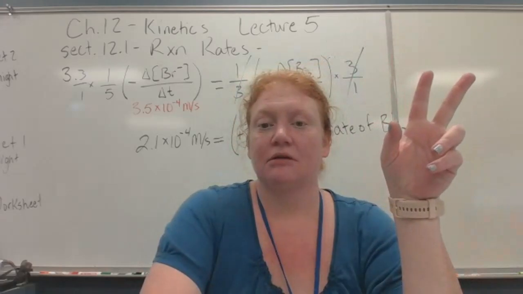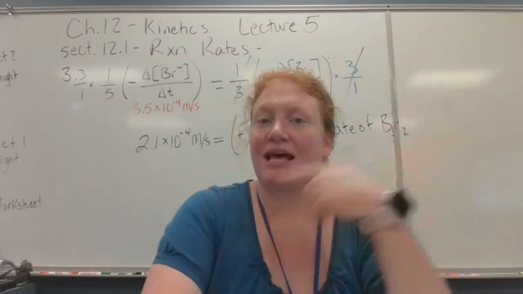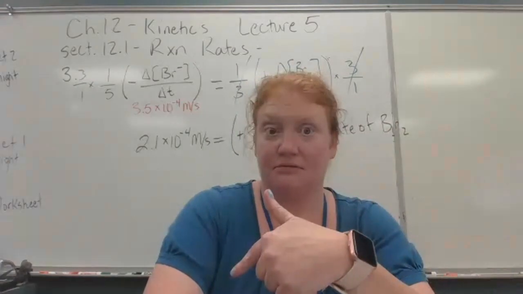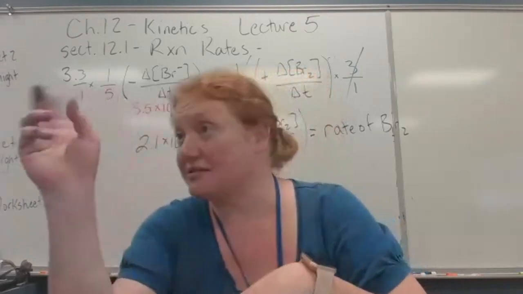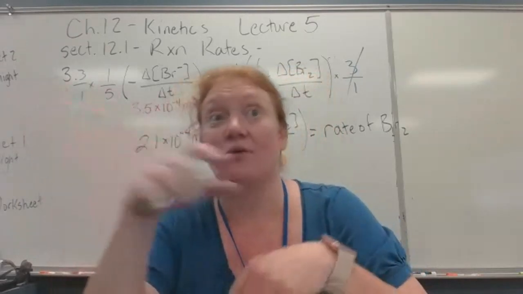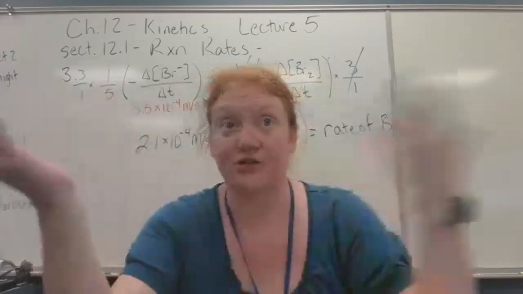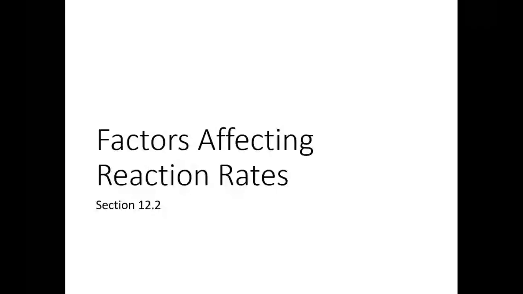Section 2, factors that affect rates. I have 5 different tweaks you could make to make a reaction go faster or slower. Maybe y'all can think of one big thing that you can change that would make a reaction go faster or slower. Temperature, absolutely. Most reactions, if you increase the temperature, guess what's going to happen to the rate? It's going to go faster. Of course, there could be exceptions and weird things, but generally, that's what would happen.